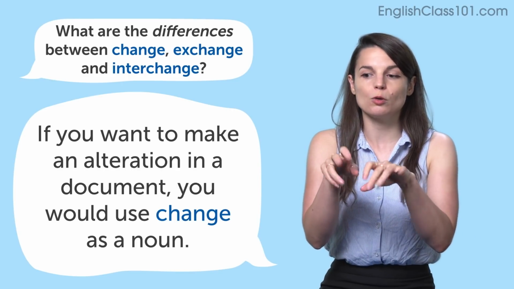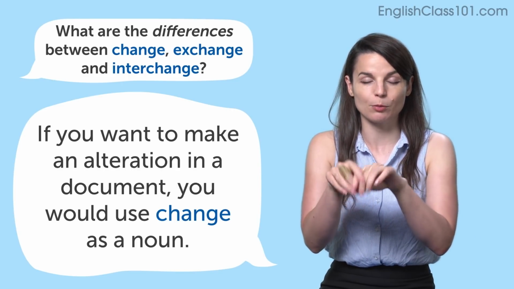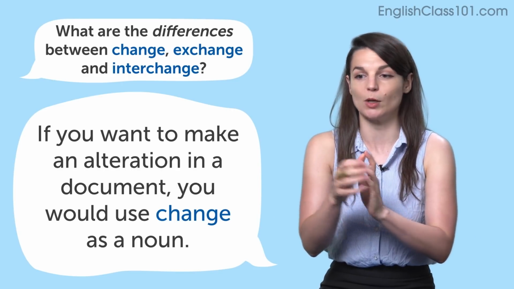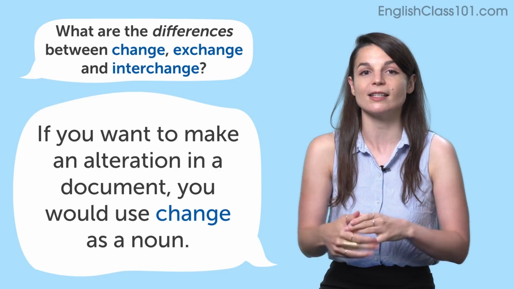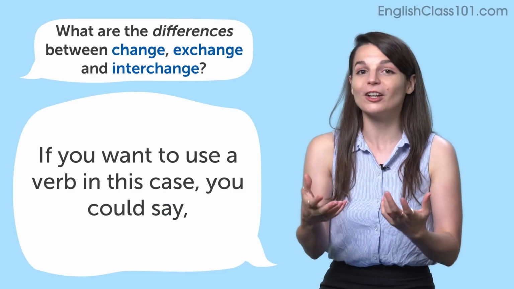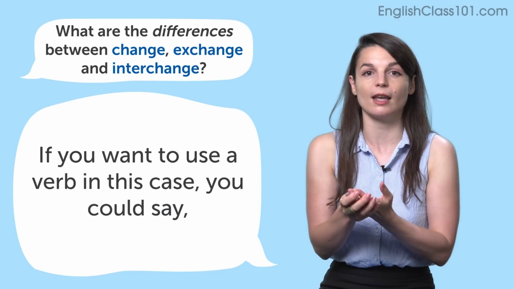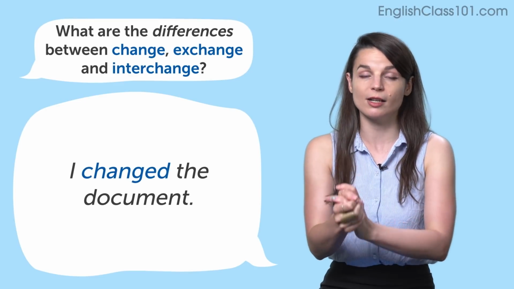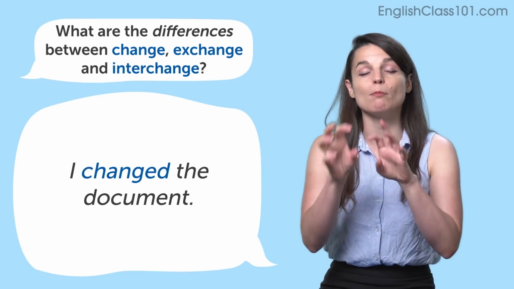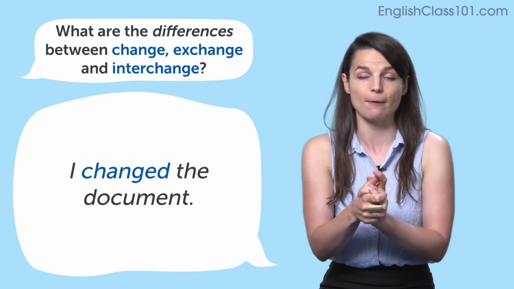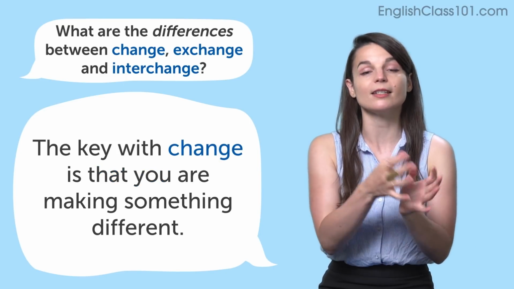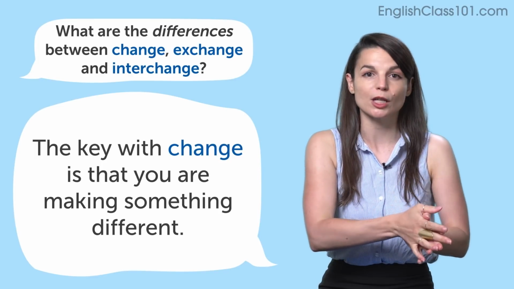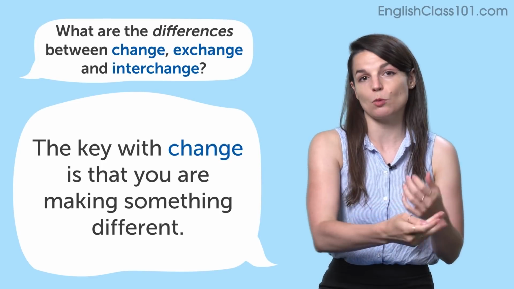If you want to do something in a document, for example, write a new sentence in a document, or remove a sentence in a document, you would describe that as a change, as a noun. Or if you want to use a verb in this case, you could say, I changed the document. That means you altered it, or you made it different in some way. The key with change is that you are making something different in some way, or you're adding something new, or removing something that wasn't there.